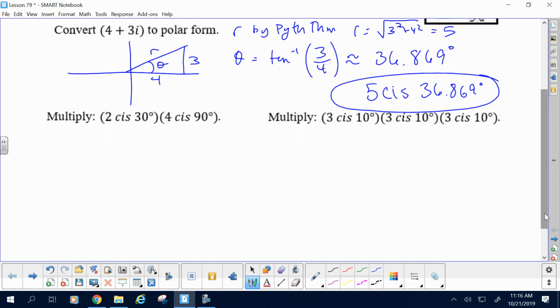Okay, cool. There is a shortcut for multiplying two things in polar. What's the shortcut? What do you do with the 2 and the 4? Multiply. And what do you do with the angles? Add. Okay? Unless they specify, you can probably leave the answer in the same form it was given, so I guess I'll just leave it in.